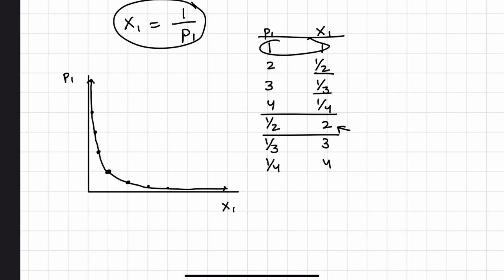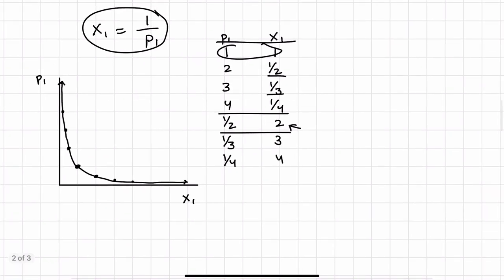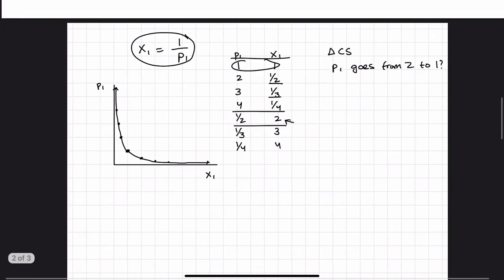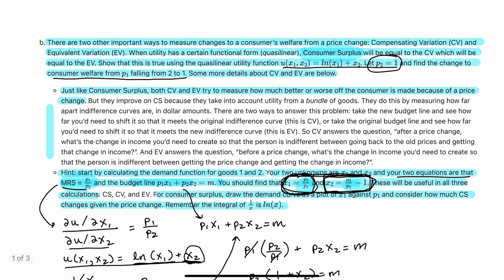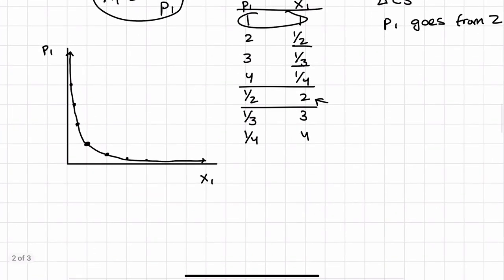So that's what we want to know. Now we've got the demand curve. We've got it sketched out. What is the change to consumer surplus when P1 goes from 2 to 1? That was our question, right? So here's P1 at 2. Here's P1 at 1.